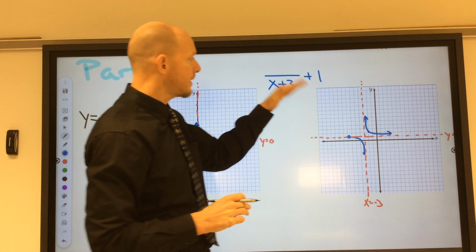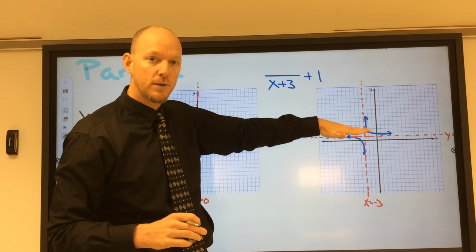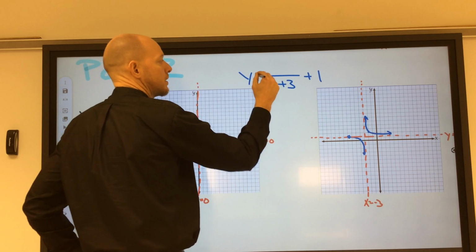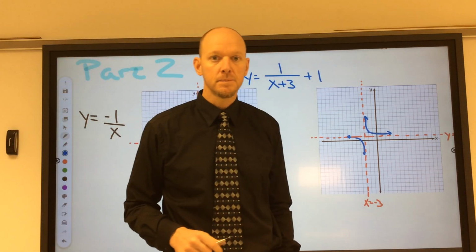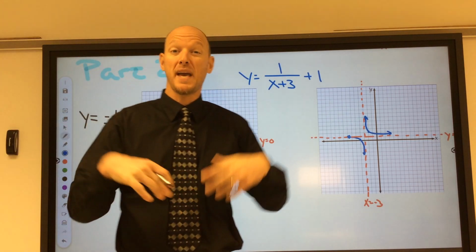So now all I did is I took every value that I was calculating and shifted it up 1 unit by adding 1. And now we actually have our equation, 1 over x plus 3, plus 1. So there's our answer to part 1 of the instructional video.